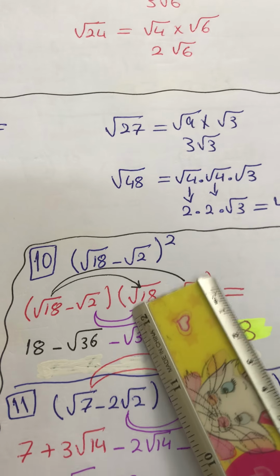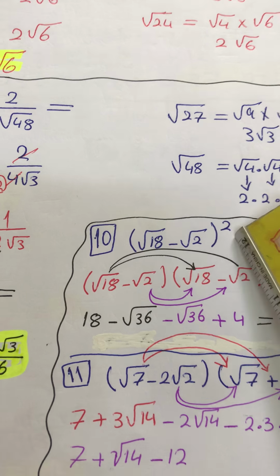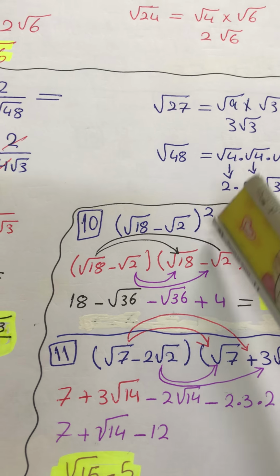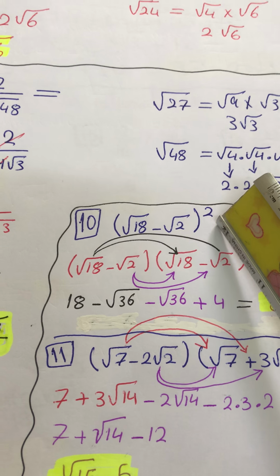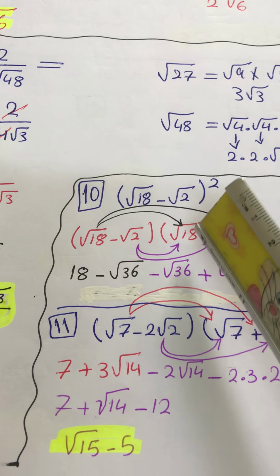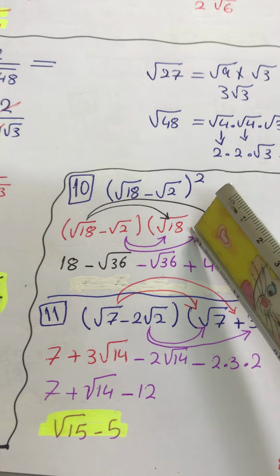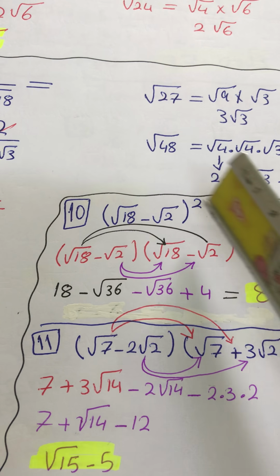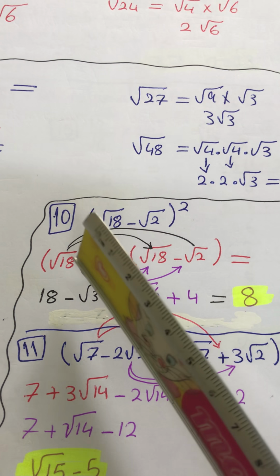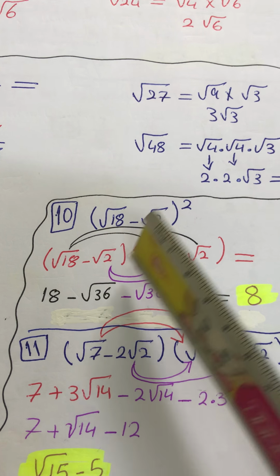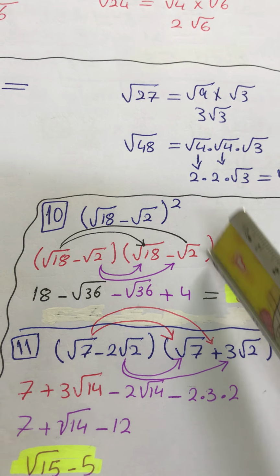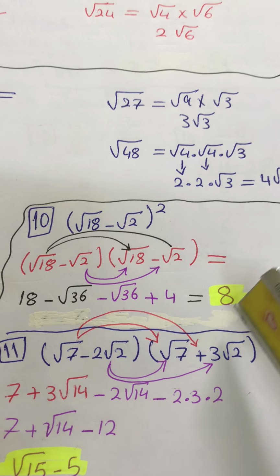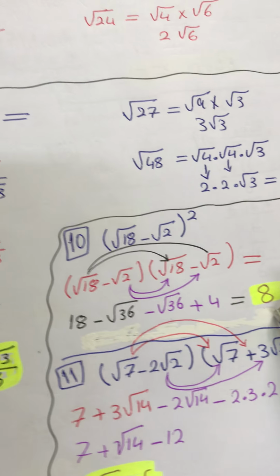In case of question 10, this is the idea: expand and simplify. I have a bracket to the power 2. That's to say the bracket multiplied by itself. You can take the square root of 18 distributed over all the second bracket, then negative square root of 2 distributed over all the bracket, and collect the like numbers together like this. You will get the answer 8.